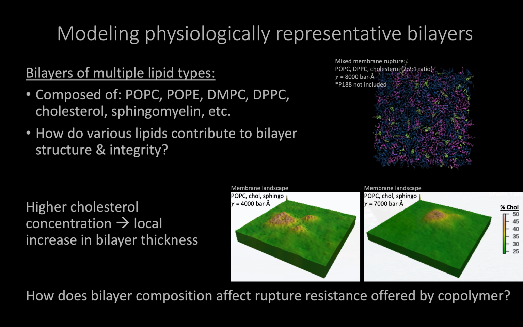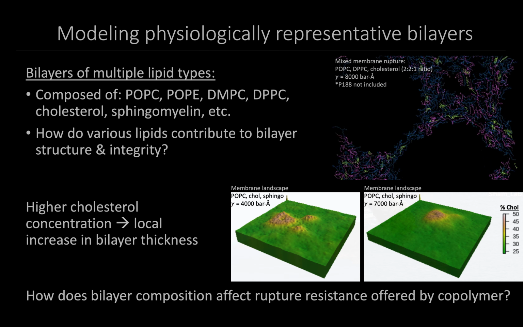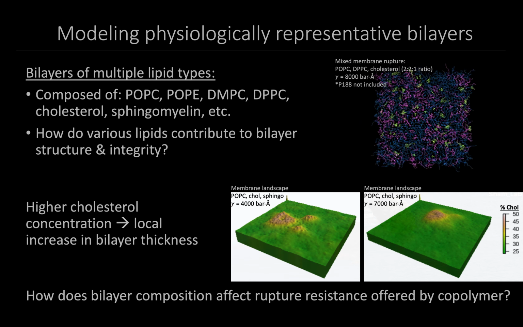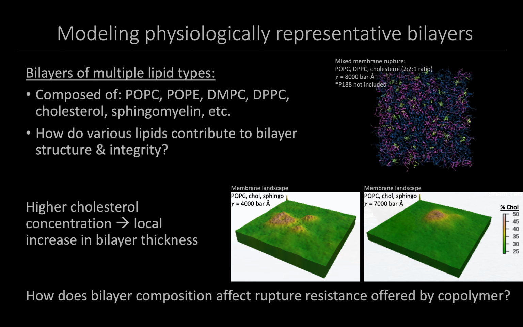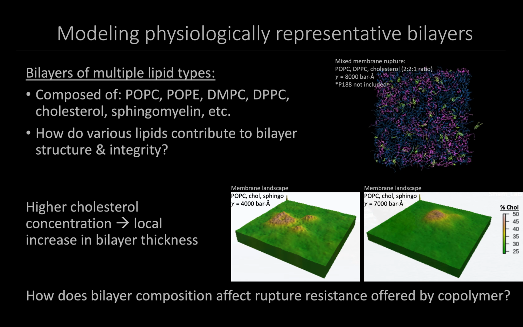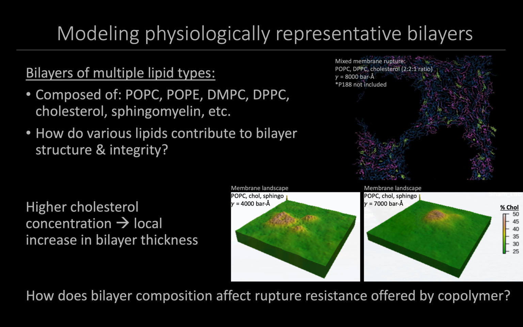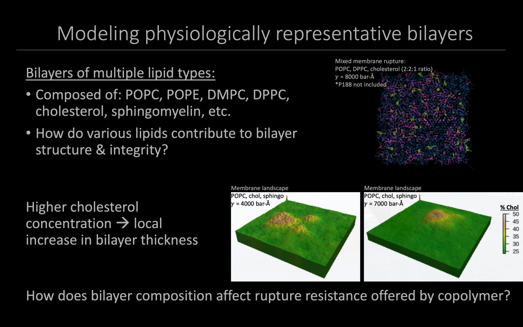Now on slide 6, I built models of bilayers that are composed of POPC, POPE, DMPC, DPPC lipids, cholesterol, sphingomyelin, etc. The video to the right is showing one of these mixed membranes being ruptured. In this case, POPC, DPPC, and cholesterol make up a bilayer in a 2:2:1 ratio. These simulations help to determine how varying the lipid types and the proportions of these lipids in a bilayer can influence membrane stability, as well as helping to observe how the lipids interact within that bilayer.